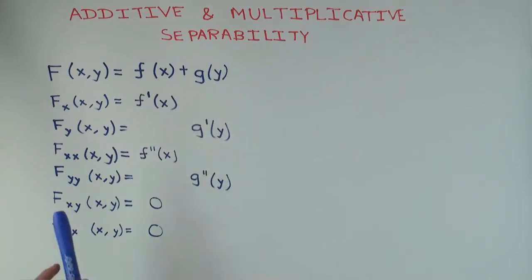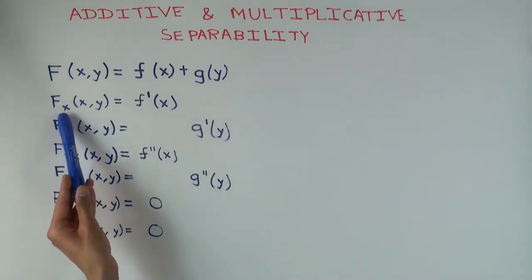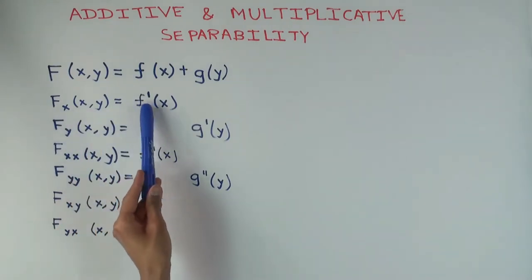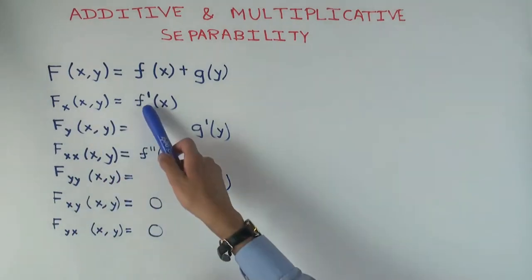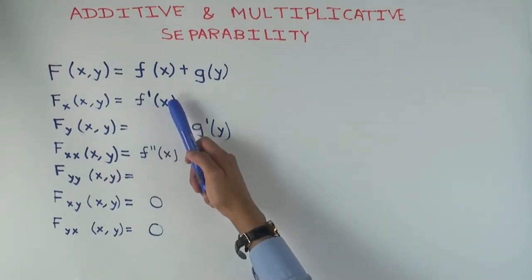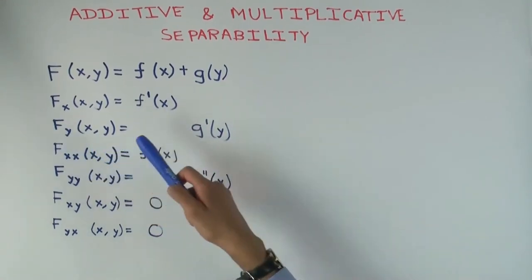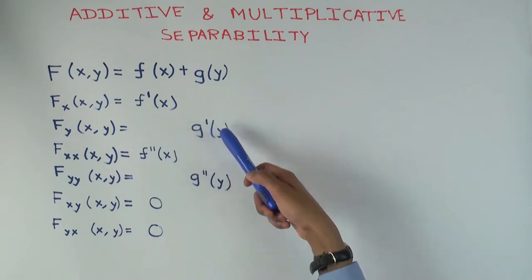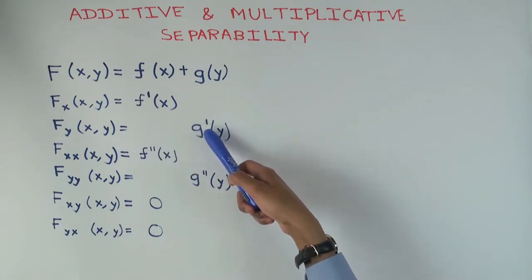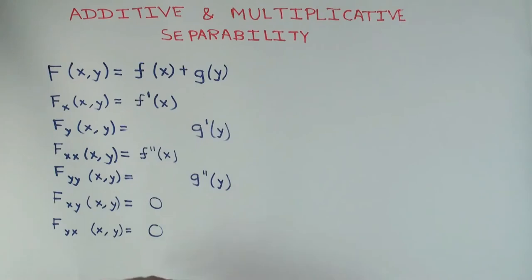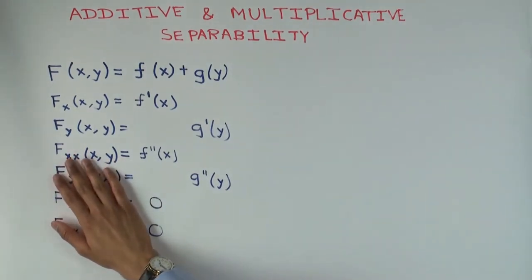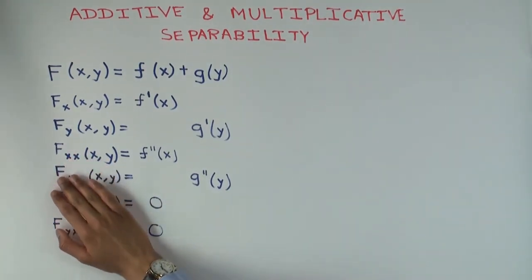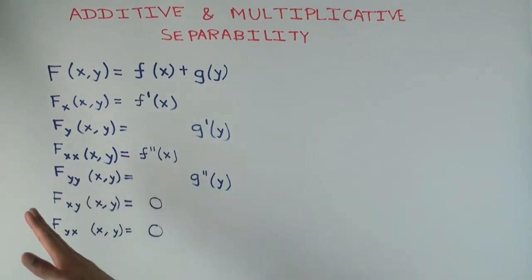In general, if you take some higher order partial and it just involves x's, then it'll just be the corresponding derivative of little f at x. If it just involves y, it'll be the corresponding ordinary derivative of g at y that many times. If it involves a mix of x's and y's, then the mixed partial will be zero. So if you have f sub xxy, that's going to be zero. If you have f sub xyx, that's going to be zero.